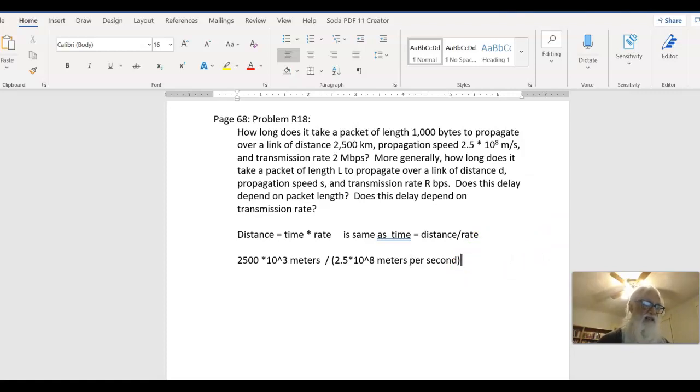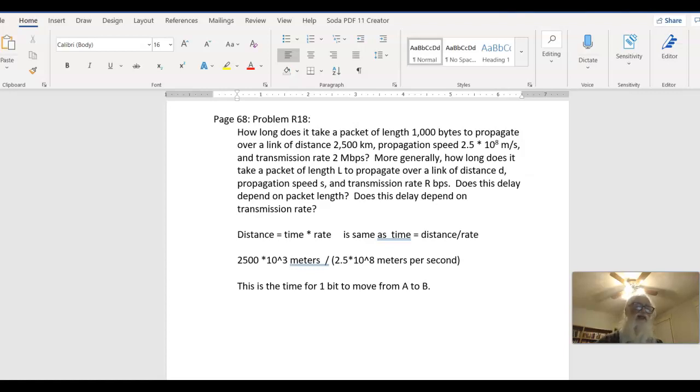You'll notice I did not take into account how many bits there are. This is the time for one bit to move from A to B, from source to destination, where those are the two endpoints. Now, that is how much time it takes one bit.